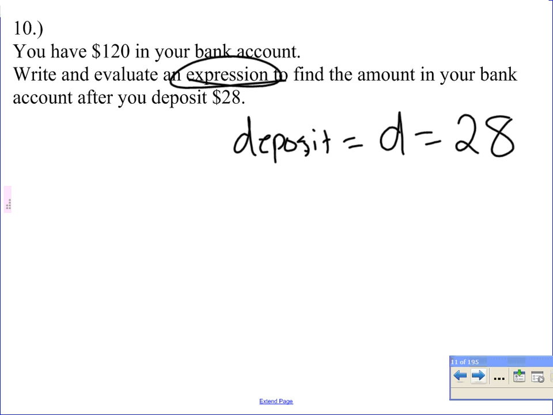Adam, what do you think? Good. 120 plus D. You currently have $120 in your bank account, plus we are depositing $28. Okay? Doug? No, we are adding it to the account. Very good question. I probably should have explained that. I assumed you guys knew what that meant. So if you're depositing money, you are adding it to your account. If you are withdrawing money, you are taking it out of your account.